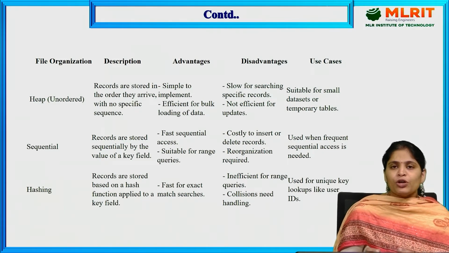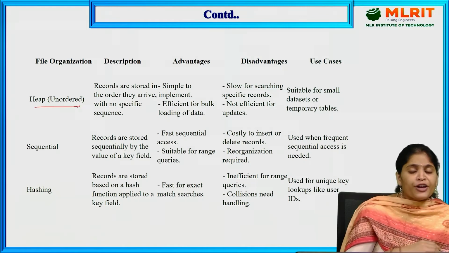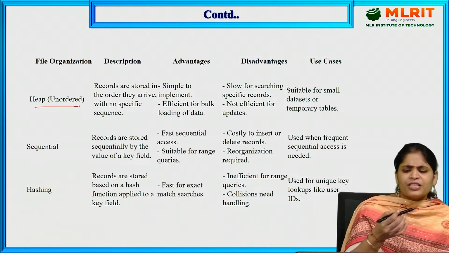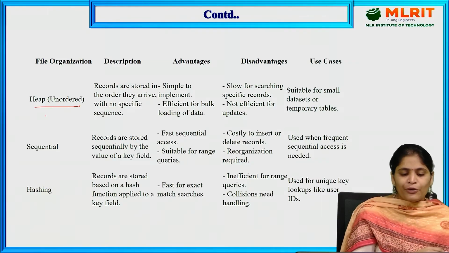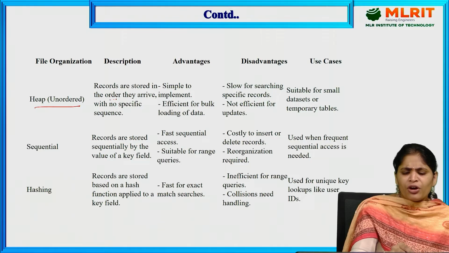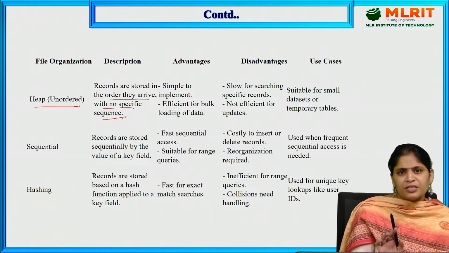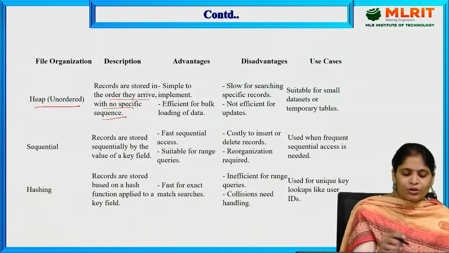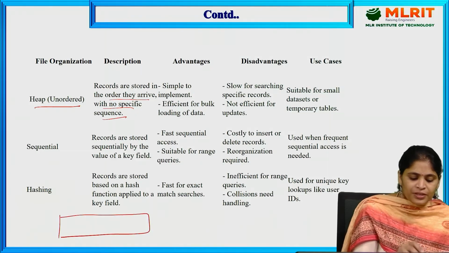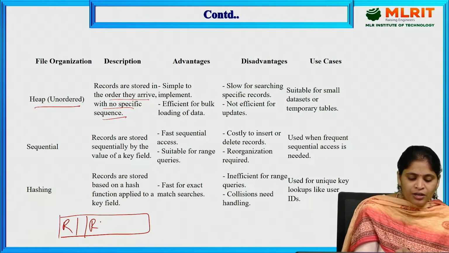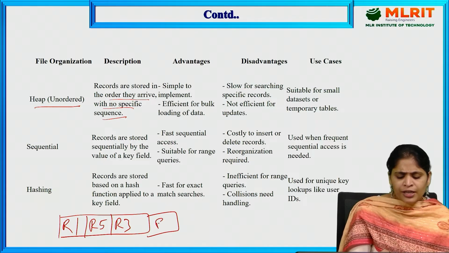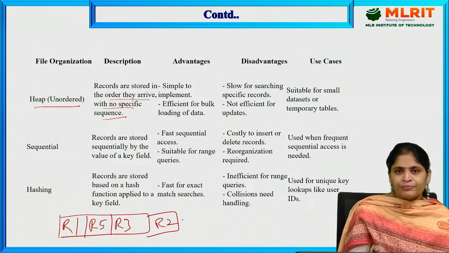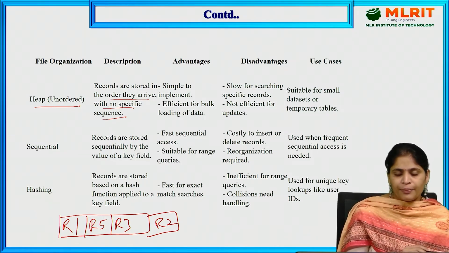How can we compare them? Heap, unordered. Here we have advantages, disadvantages and use cases. First, let us discuss heap. Records are stored in order of arrival with no specific sequence. Without any sequence, records are stored. For example, see here, this is an already existing file: R1, R5, R3. Now suppose I want to insert R2, I can keep R2 here. There is no sorting, there is no order. This is what heap is.